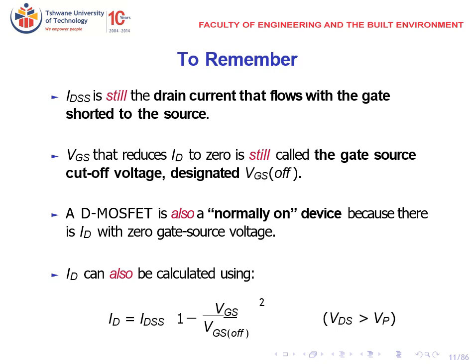The VGS that reduces ID to 0 is still called the gate-source cutoff voltage, designated VGS off. A D MOSFET is also a normally on device because there is an ID with 0 gate-source voltage. ID can also be calculated using ID equals IDSS open bracket 1 minus VGS divided by VGS off close bracket squared. And this formula can only be used when VDS is greater than the pinch-off voltage VP.